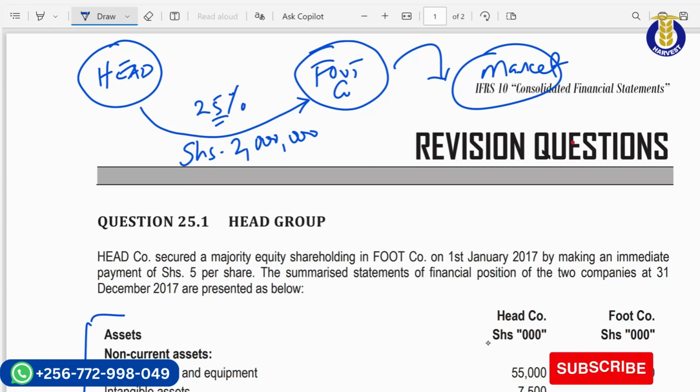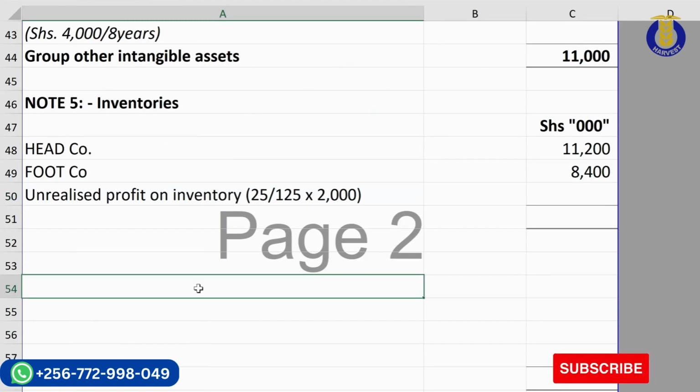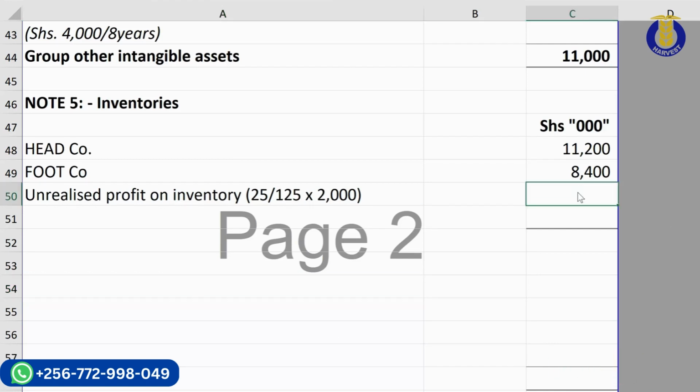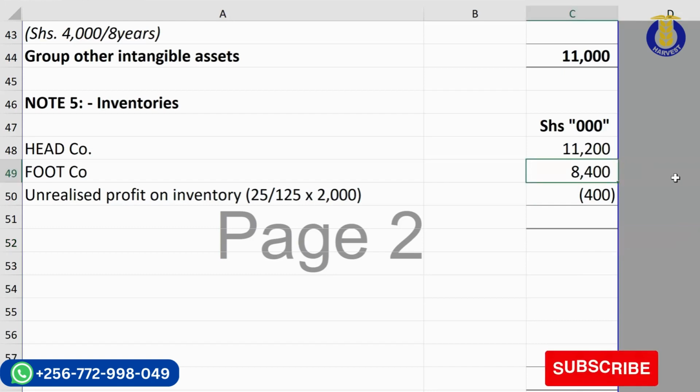Taking you back to our computation schedule, what we are going to do is to remove that unrealized profit on inventory. So what we are going to use is the 25 out of 25 times the 2 million. According to my computation, that gives me 400,000 right there. So the 400,000 is within this 8.4. The 8.4 includes a profit that does not paint a true picture of the financial position of the group.